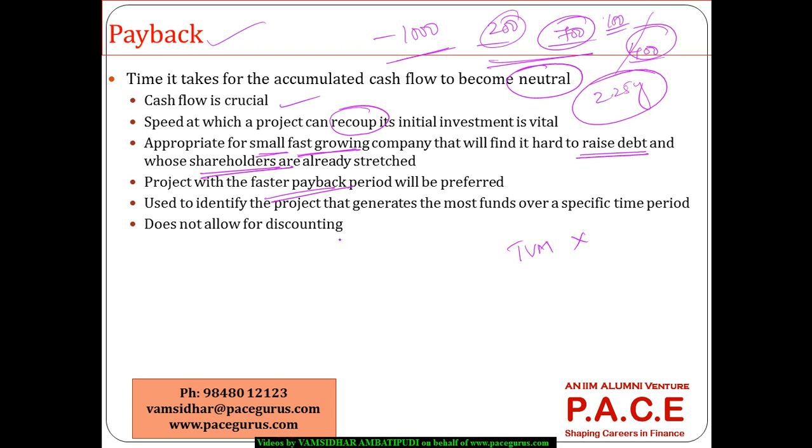So it is primarily helpful in terms of identifying those projects which generate a large amount of funds in a specific time period. But the only major drawback of this is that it does not take into consideration the discounting aspect.